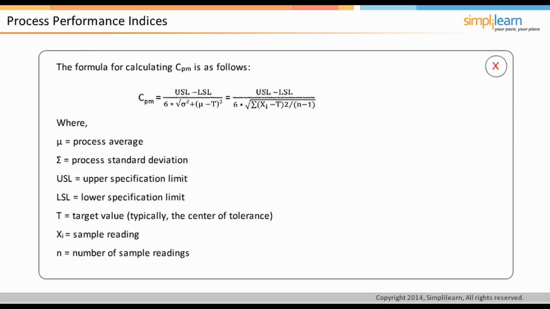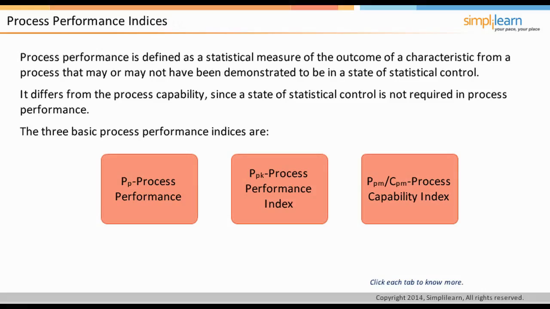CPM denotes the Process Capability Index mean, which accounts for the location of the process average relative to a target value. It can be calculated as shown on the screen. Here, MYU stands for process average. Sigma symbol denotes the process standard deviation. USL is the upper specification limit, and LSL is the lower specification limit. T is the target value, which is typically the center of the tolerance. XI is the sample reading, and N is the number of sample readings.